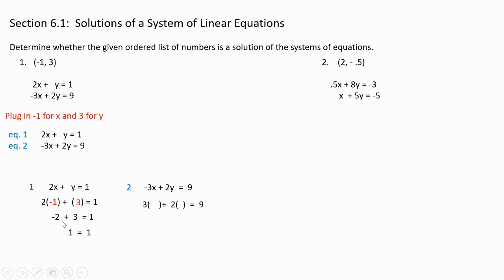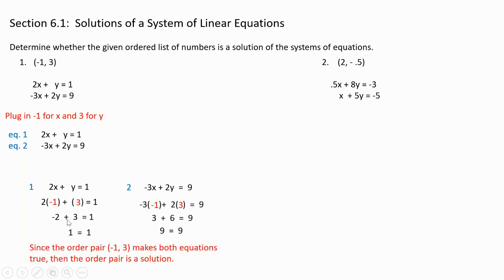Again, we're going to plug in -1 for x and 3 for y. This will give us 3 plus 6, and 3 plus 6 is 9, so 9 equals 9. That means this ordered pair, -1, 3, since it makes both equations true, is a solution. This point is a solution to the system of equations. Okay. Now, let's repeat the process for question number 2.